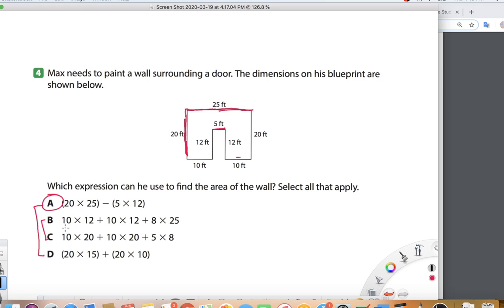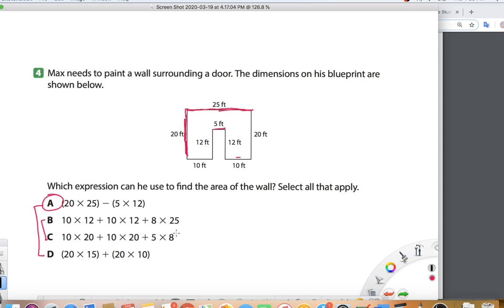Now let's look at B and C. B and C has it where he is taking the area of one rectangle plus another rectangle plus another rectangle. So let's look at what he has. He has 10 times 12. Maybe for this, it would be 10 times 12, and 10 times 12 on this side as well. And then 8 times 25. So 25, and I guess he thought this would be 8. Yeah, that wouldn't make sense.